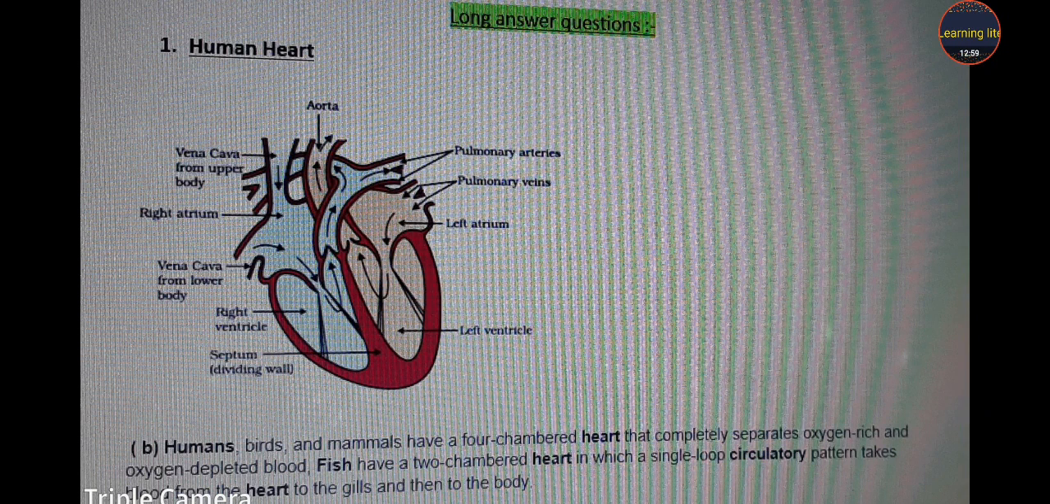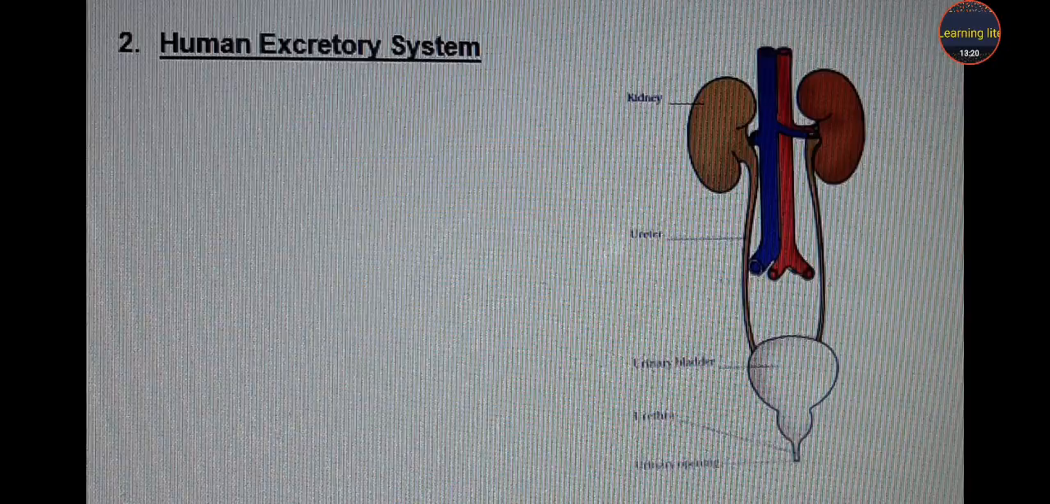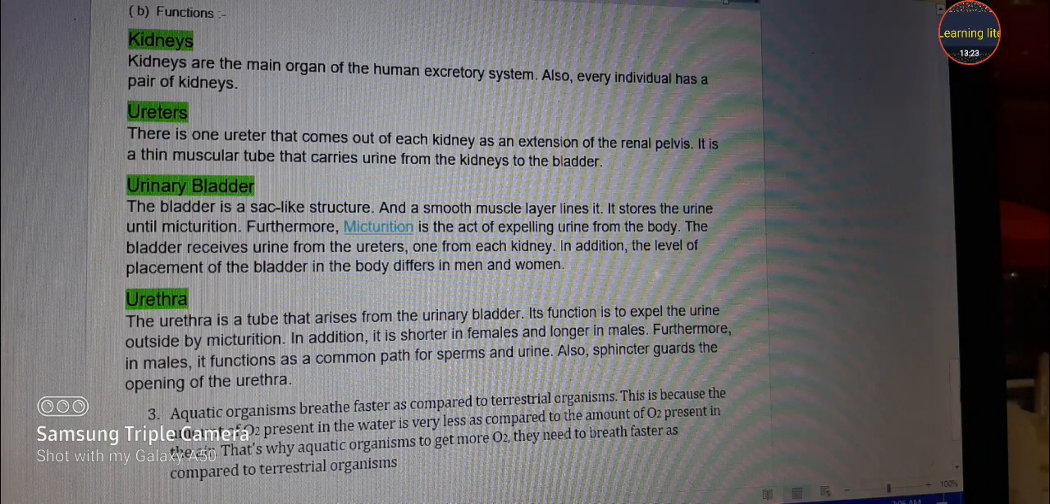First, you can draw the diagram of the human heart. Second, humans, birds and mammals all have a 4-chambered heart and completely separate oxygenated and deoxygenated blood. But fishes have a 2-chambered heart in which a single loop circulatory pattern occurs, heart to gills and then to body. Okay, third question is the human excretory system. You can draw from here, and functions of kidney, ureter, bladder, urethra you can write from here. And the last one I explained to you, because the dissolved oxygen is very less in amount than the oxygen in our surrounding air.